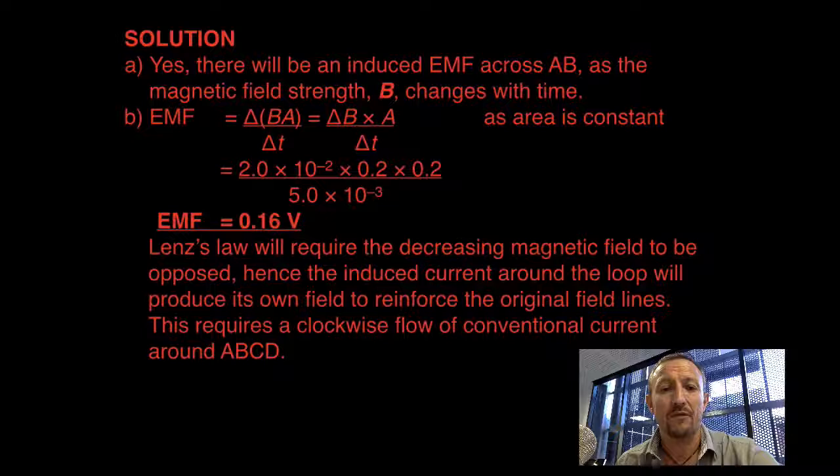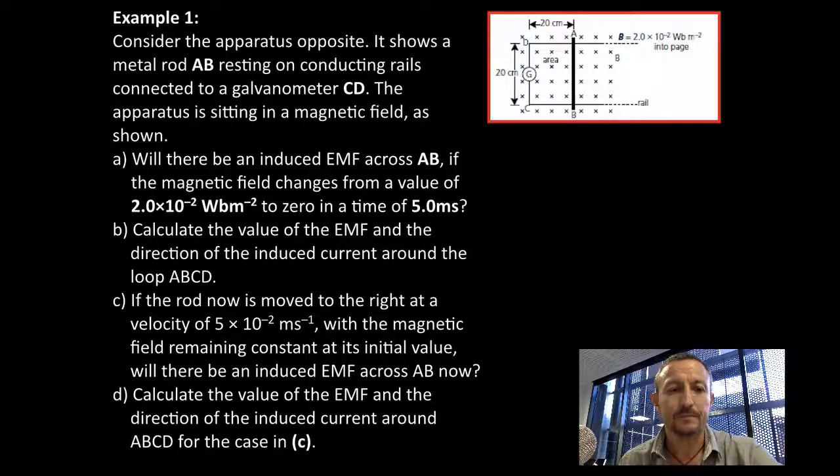Now, as with direction, Lenz's law will require the decreasing magnetic field to be opposed. So it's going to go in the opposite direction to that change in flux. So the induced current around the loop will produce its own field to reinforce the original field lines. This requires a clockwise flow of conventional current around A, B, C and D. Okay, so remember we've got to go in the opposite direction to where that change of flux is working.